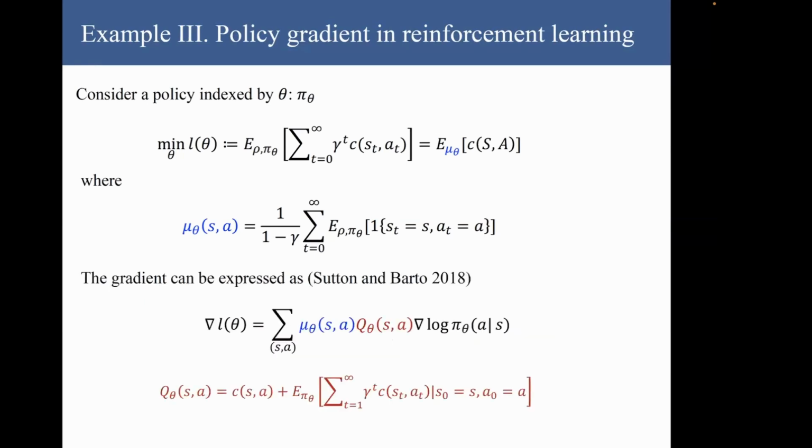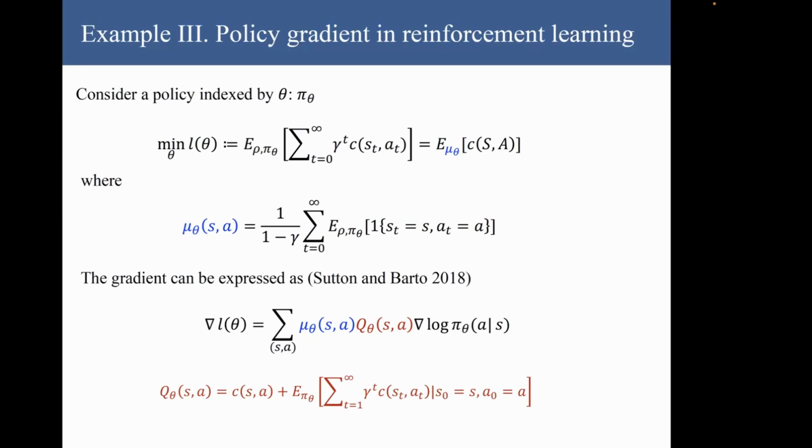Now, in terms of how to estimate the gradient of this loss function, someone has already done the hard work. It turns out that there's this very nice formula characterizing what should be the gradient of this loss function here. Basically it's still an average with respect to the occupancy measure. And it has this Q function here, which is known as the state action value function. And it also has the gradient of the log of the policy function.